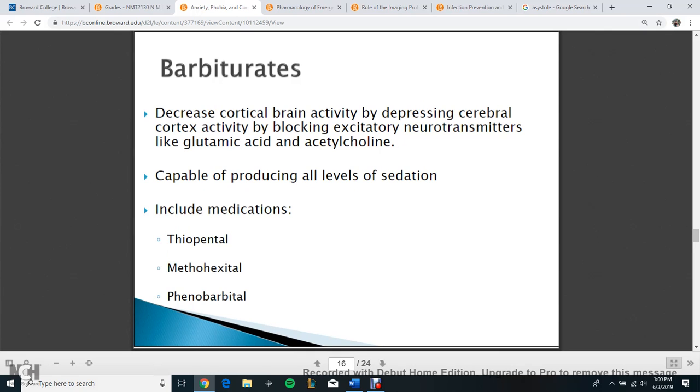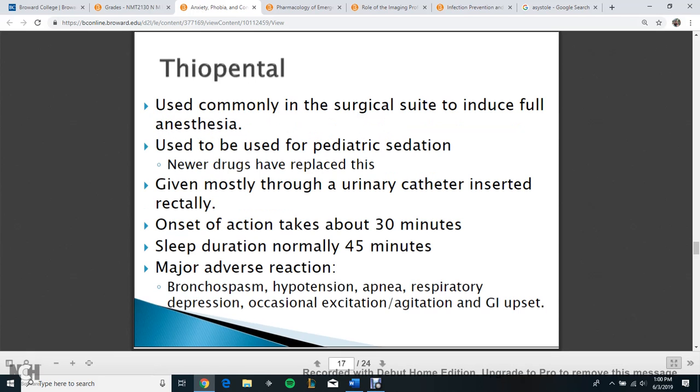Barbiturates decrease cortical brain activity by depressing cerebral cortex activity by blocking the excitatory neurotransmitters like glutamic acid and acetylcholine. They are capable of producing all levels of sedation. The medications include thiopental, methohexital, and phenobarbital. Thiopental is commonly used in the surgical suite to induce full anesthesia. It used to be used for pediatric sedation. Newer drugs have replaced this.